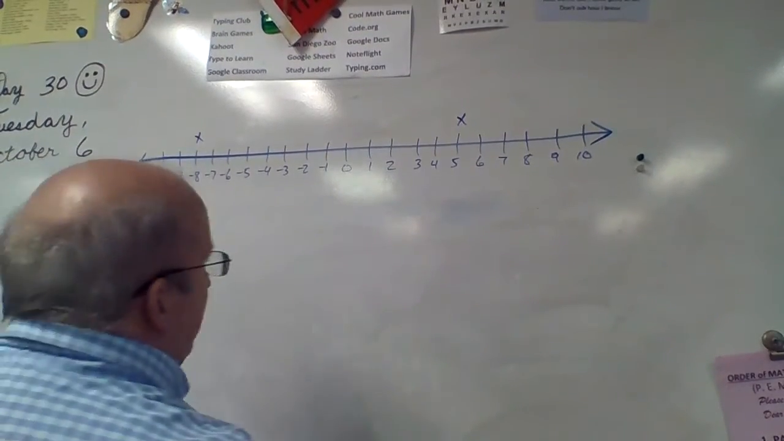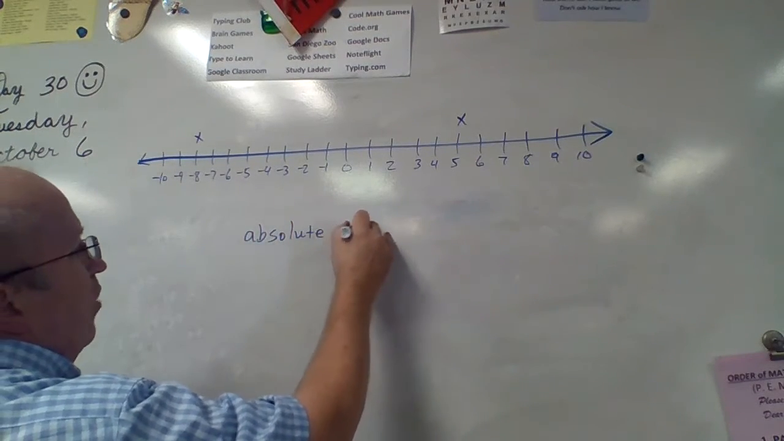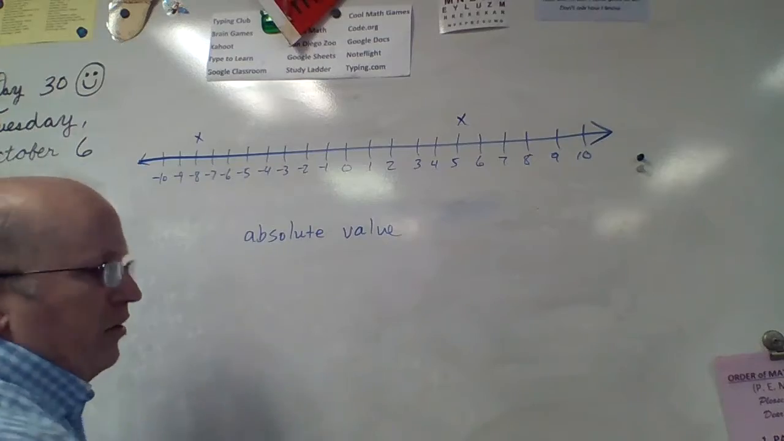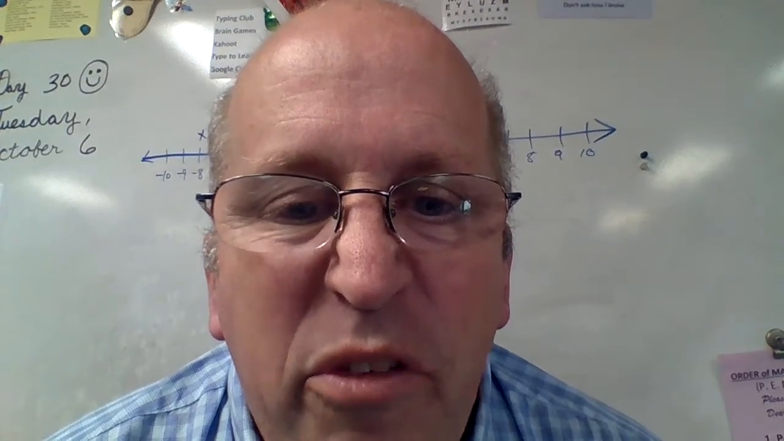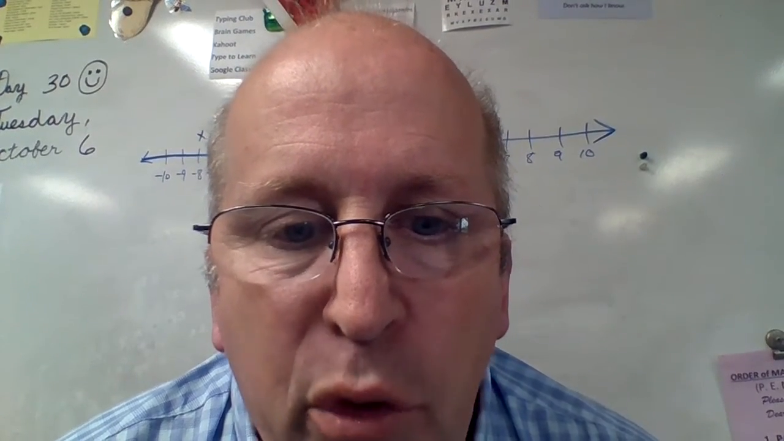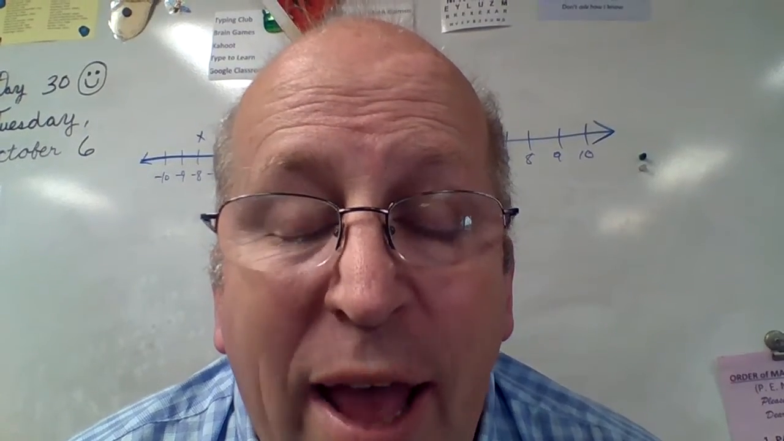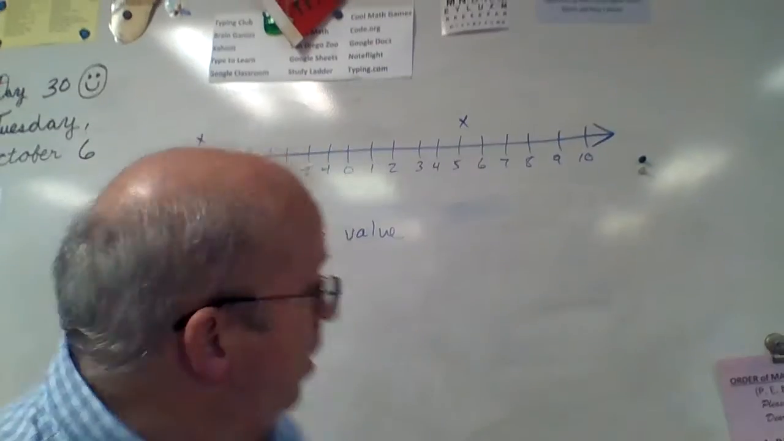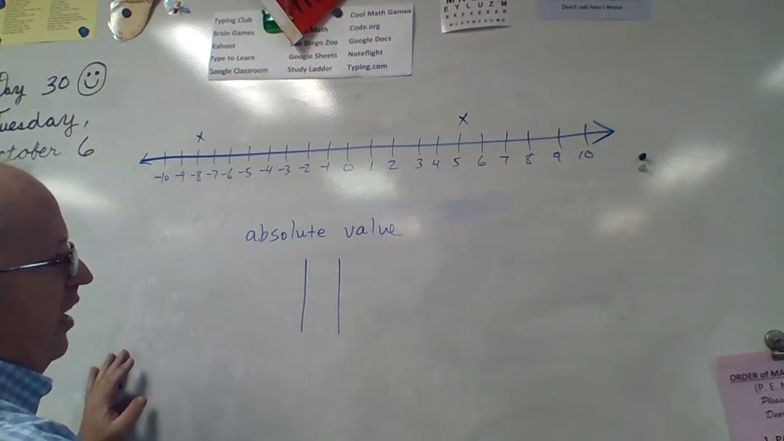The world of math also has something called absolute value. It's not a hard concept. It basically means this: how many steps away from zero is a particular number? Absolute value is the amount of steps away from zero a particular number is. And the way they show it is with these really strange vertical lines.